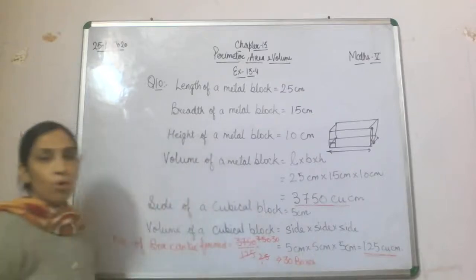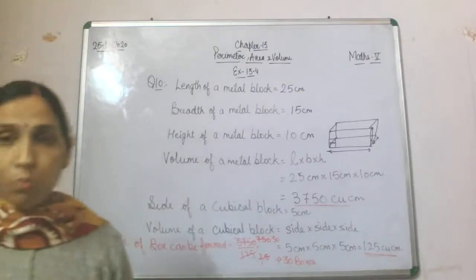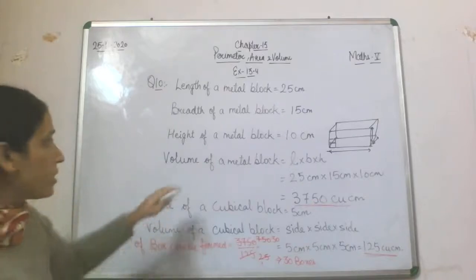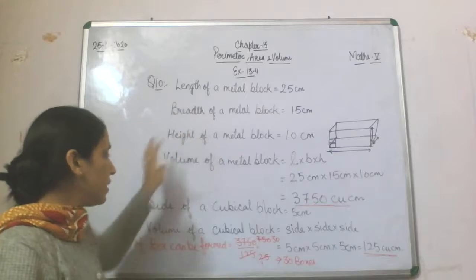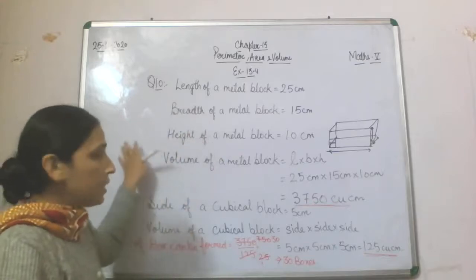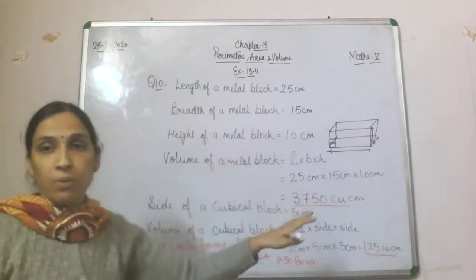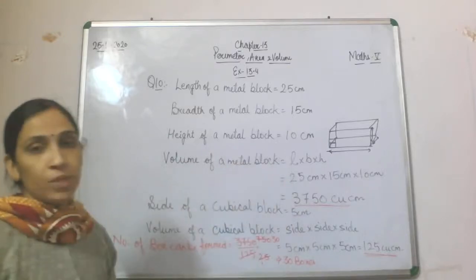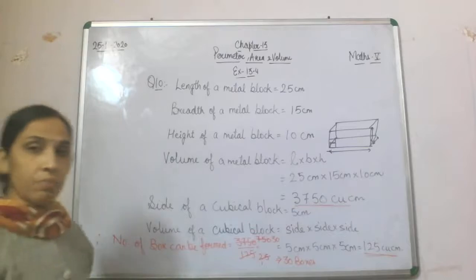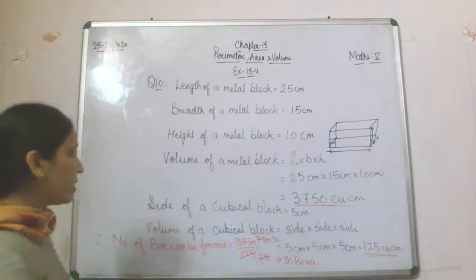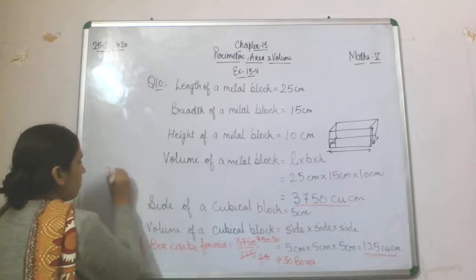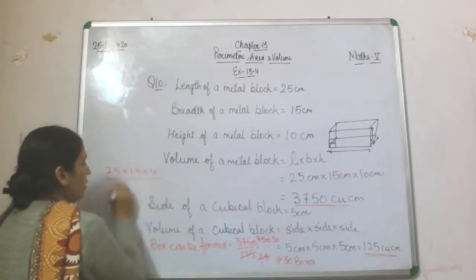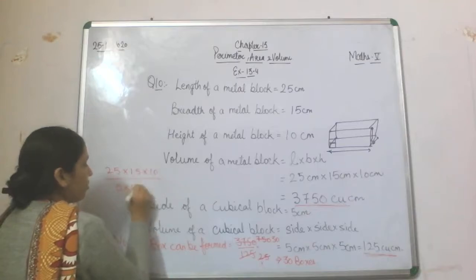30 cubical boxes can be formed. One more method of doing this question is to write the length, breadth, height and side of a cubical block. Then the number of cubical boxes that can be formed is the volume of the metal block divided by the volume of a cubical block. There you write it like this: 25 multiplied by 15 multiplied by 10, divided by 5 into 5 into 5.